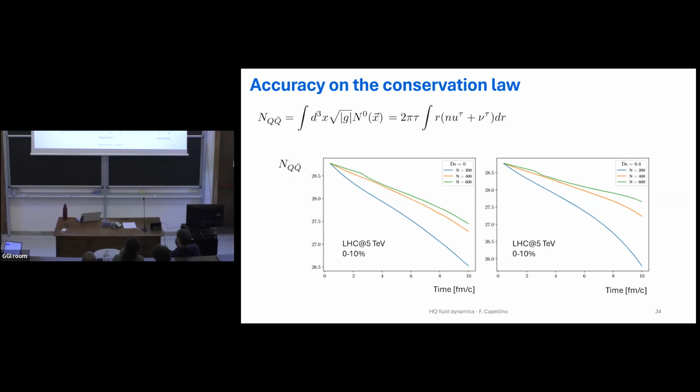And what you see is that, of course, the algorithm cannot be perfect. So we expect that it's still going down a bit. So it's not perfectly conserving the number of charm quarks, but we can improve the conservation with the number of points, for example.